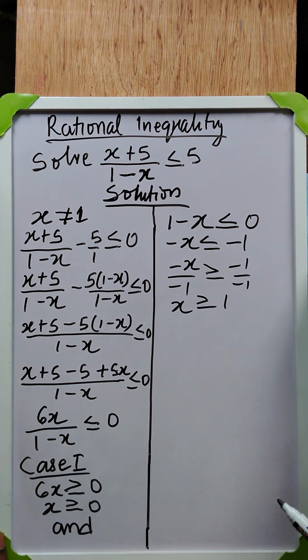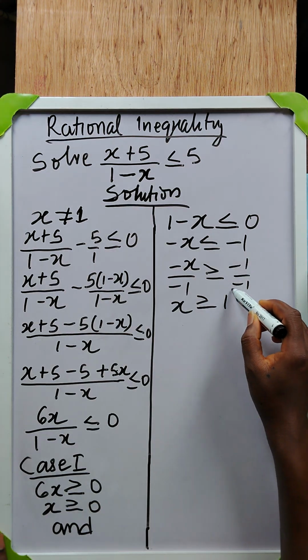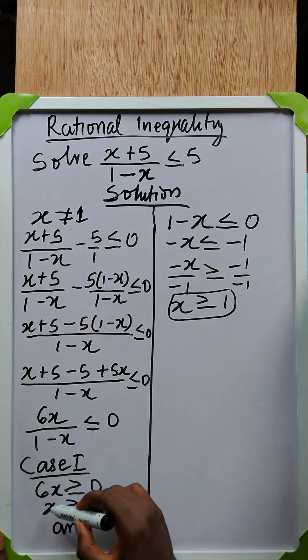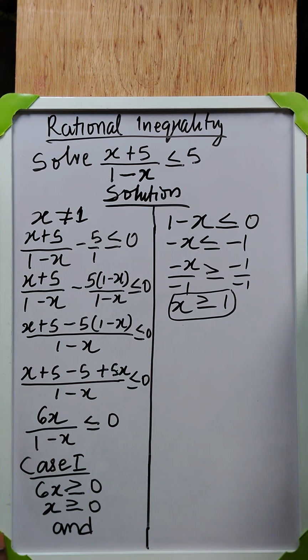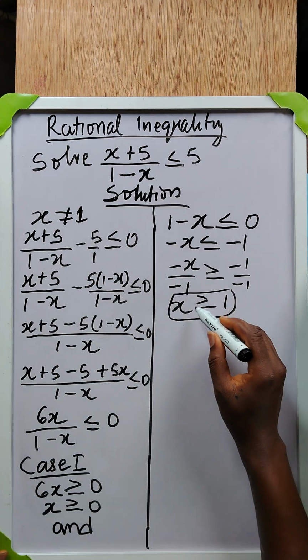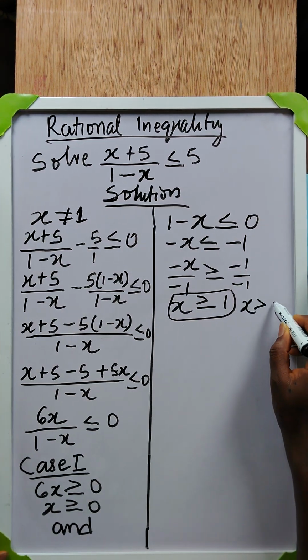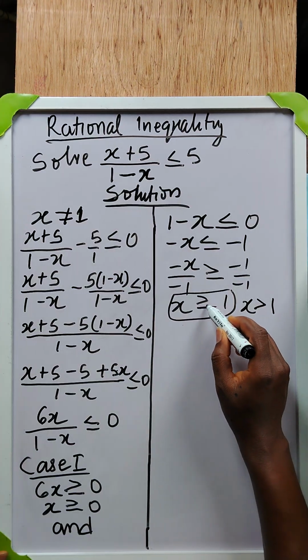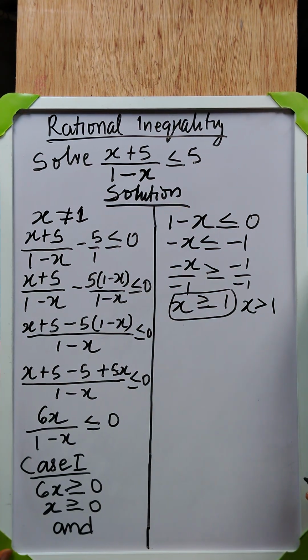So if a number is greater than or equal to 0 and that same set of numbers is greater than or equal to 1, this one defines this, because if a number is greater than 1, that number is definitely greater than 0. Now, our solution here will be that x is greater than 1. x cannot be equal to 1, because if it's equal to 1, this fraction becomes undefined.